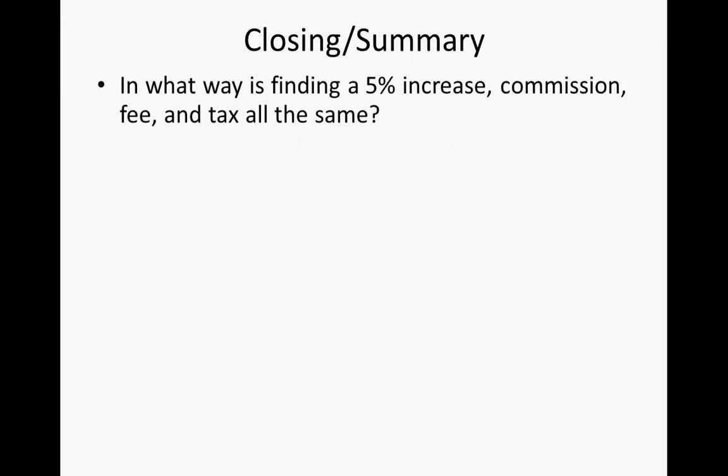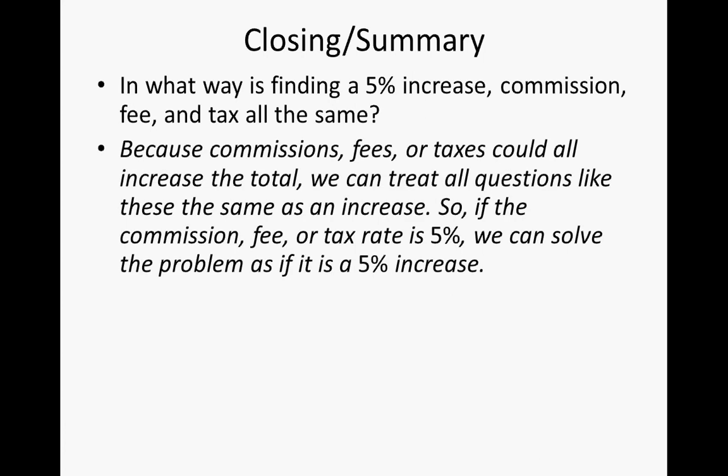All right, let's wrap this up. In what way is finding a 5% increase, commission, fee, and tax all the same? Well, because all commissions, fees, and taxes could all increase the total, we can treat all these questions the same as an increase. So if the commission, fee, or tax rate is 5%, we can solve the problem as if it is a 5% increase.